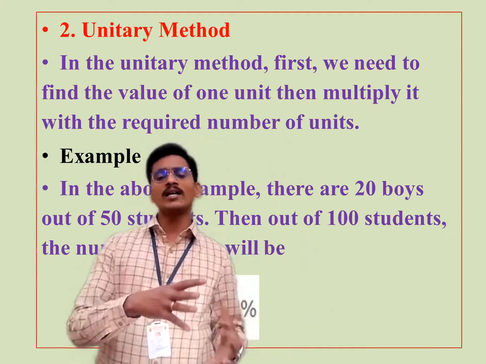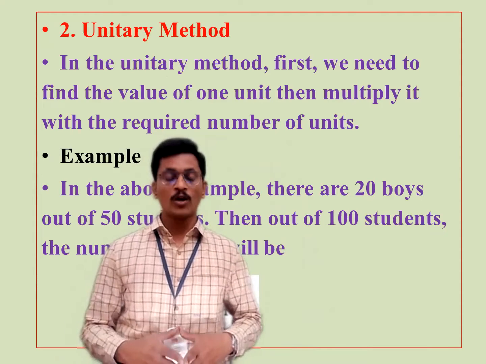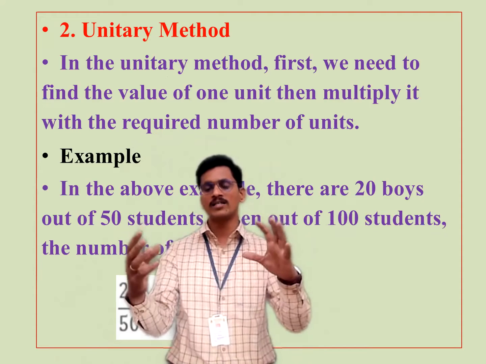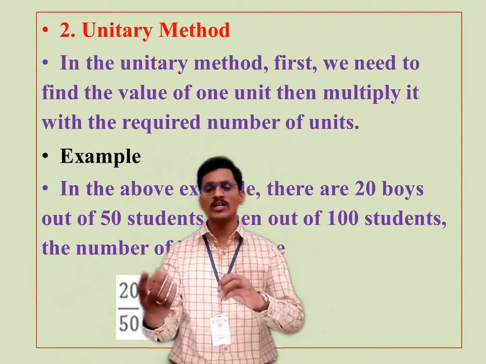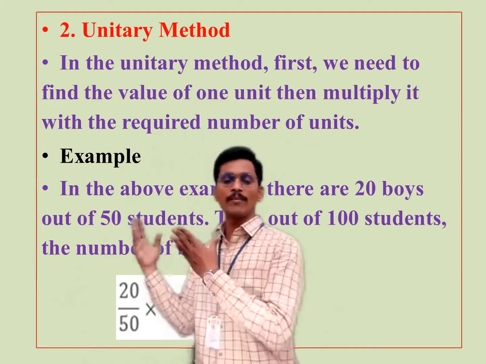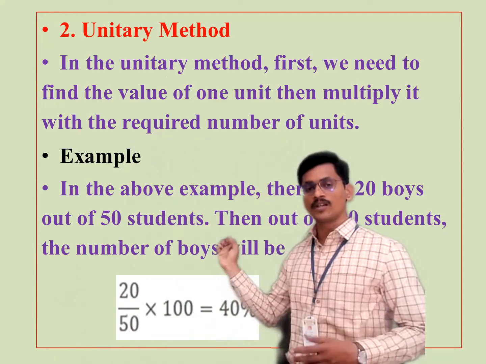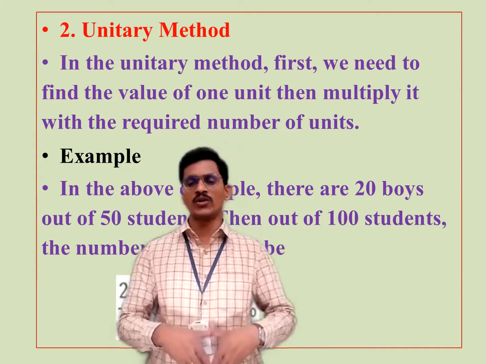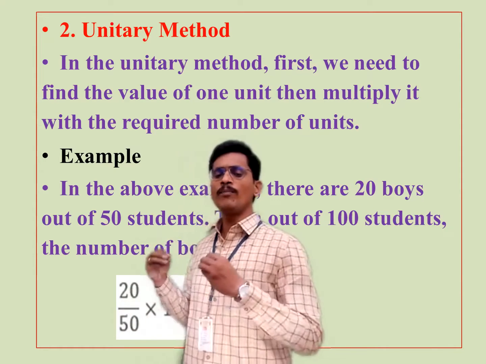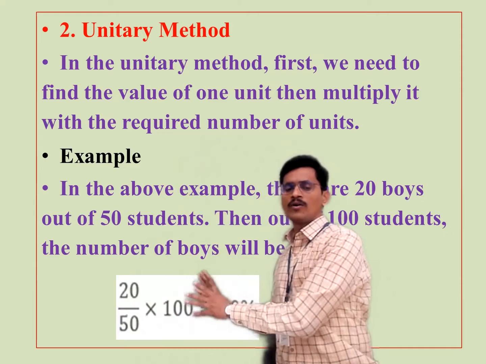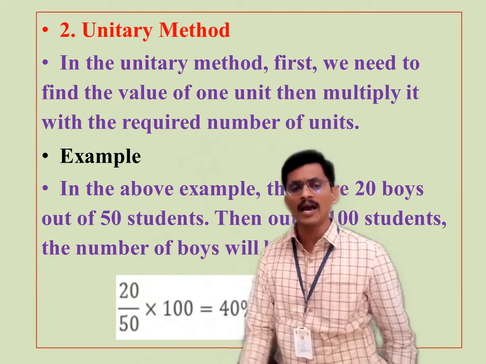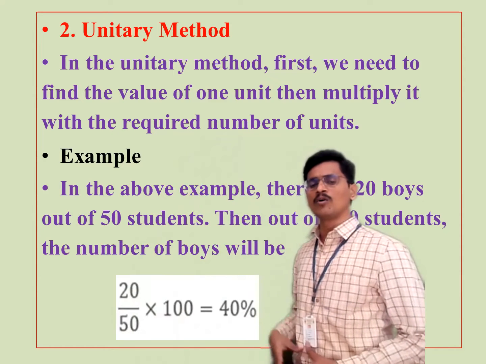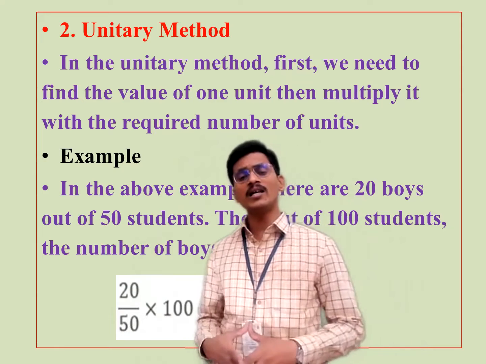Okay. Now what is the other method? That is the unitary method. Unitary method, or we may also consider the cross multiplication method. Unitary method means for one how much, and then for the given how much, like that. In the previous example, there are 20 boys out of 50 students. Then you have to find out of 100. Simply write 20 upon 50 as a fraction and multiply directly by 100. The zeros cancel and we get 40 only, no doubt. Correct?